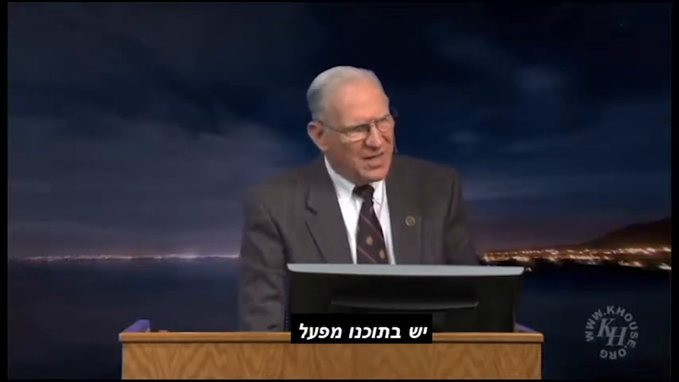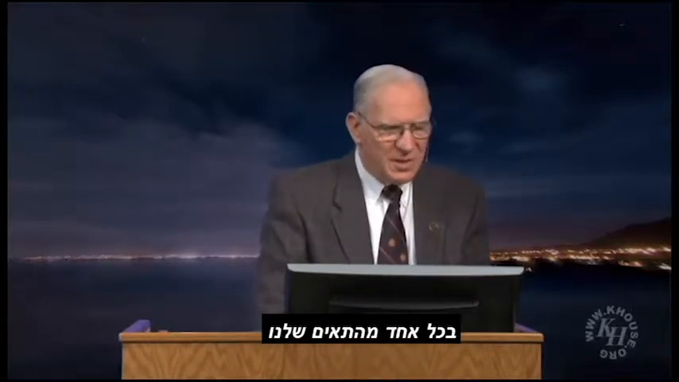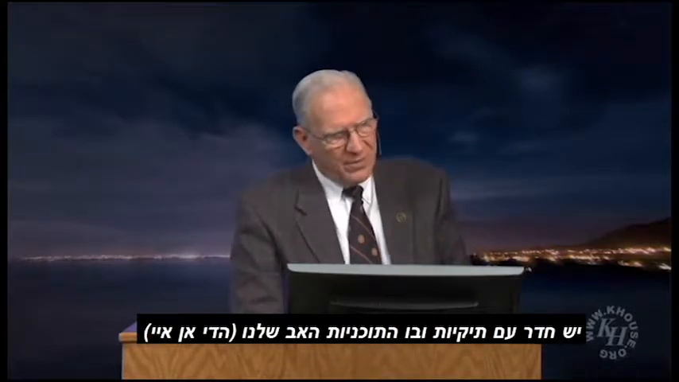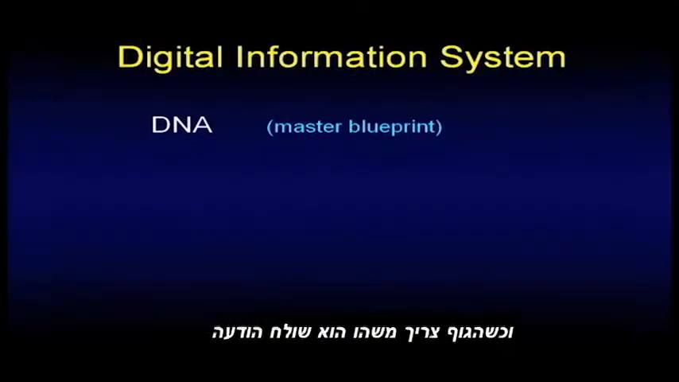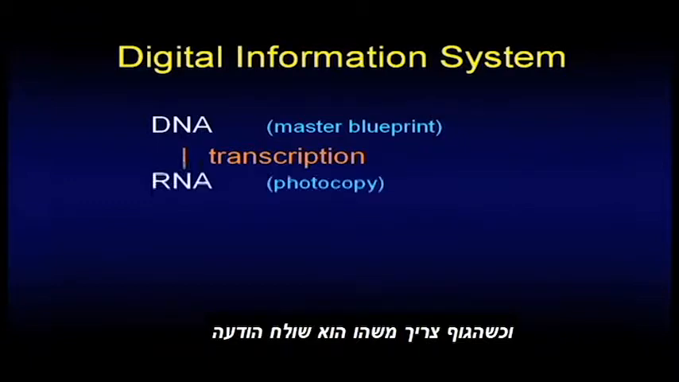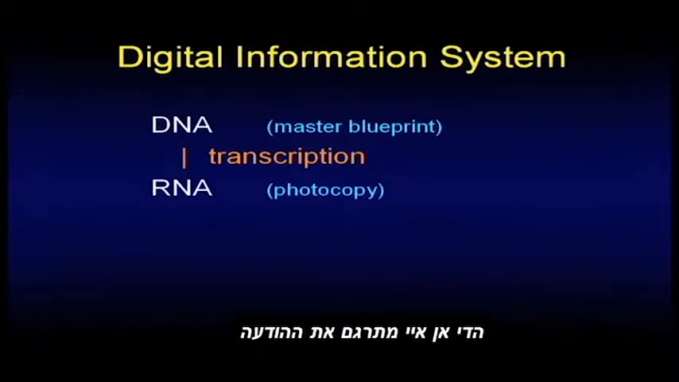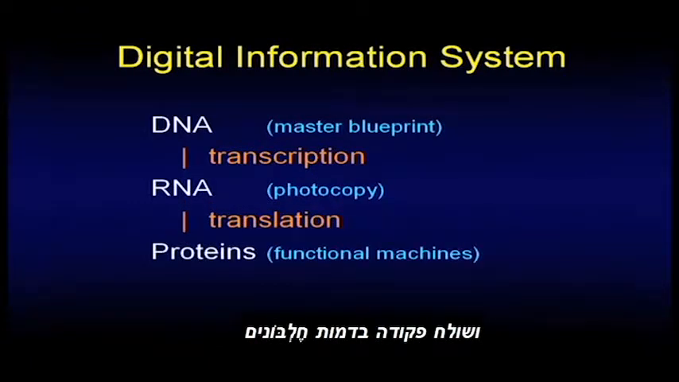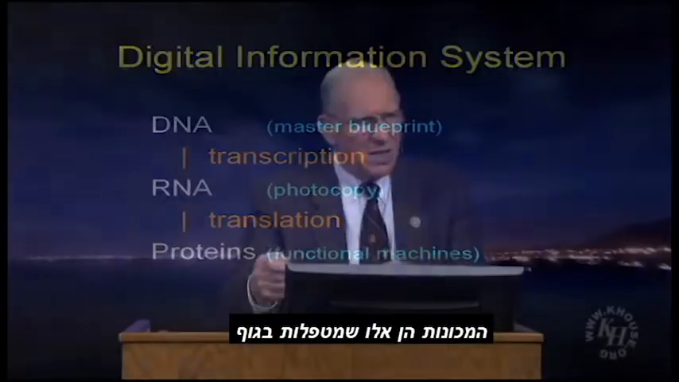You have a factory inside you. In fact, in every one of your cells, that factory has a master blueprint file place. And when it needs a copy of this, it transcribes a copy of what it needs and then translates that into proteins. The proteins make up the machines. The machines are the machines that handle all this stuff.